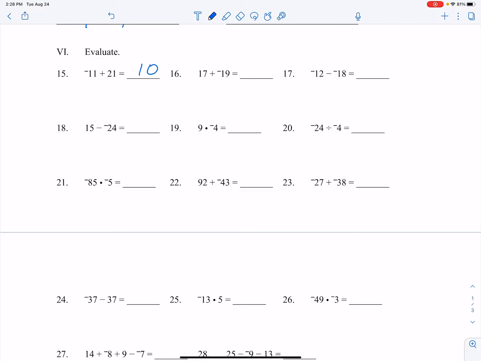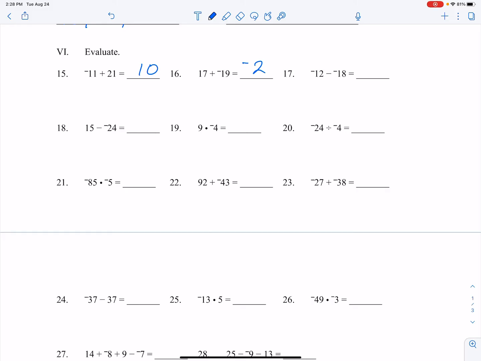On number 16, you got 17 plus negative 19. Again, your signs are different, so we're going to subtract our numbers. 19 take away 17, we get 2, but the 19 has a greater absolute value, so it's going to be a negative 2. Okay, so subtraction. The rule that we have for subtraction is change, flip. Now last year you did keep, change, flip. Now we're just doing change, flip.